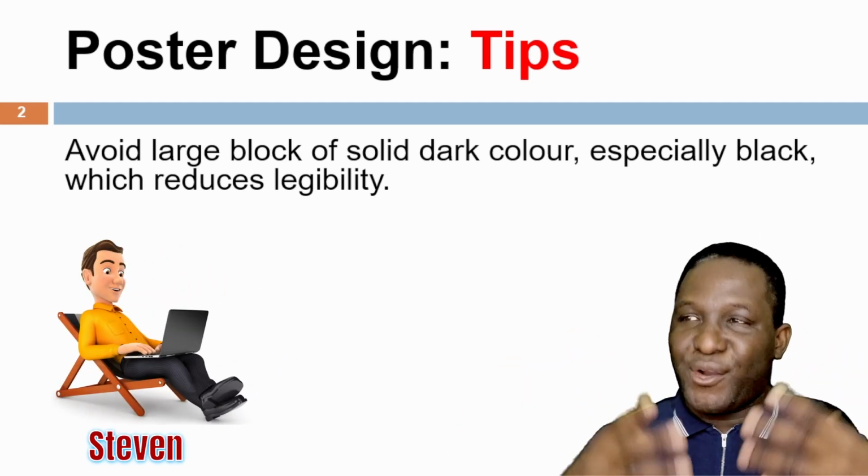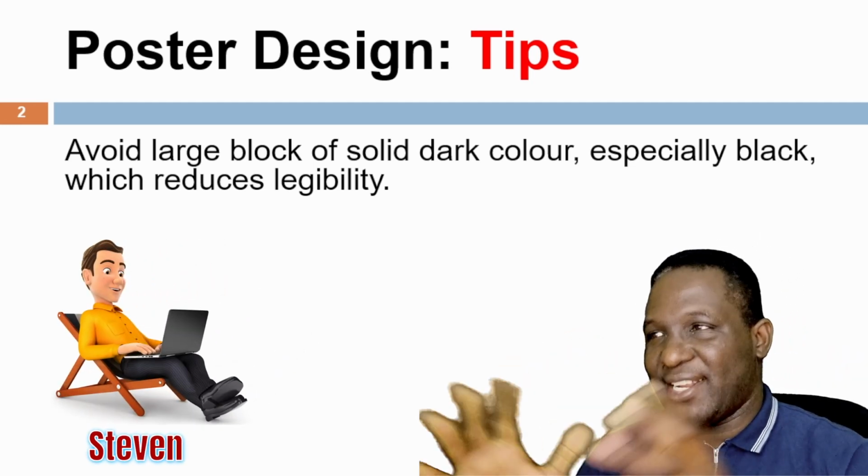Now, a few things need to be considered as regards tips that can help Stephen in creating this. The first thing is that he has to avoid large blocks of solid dark color, especially black, which reduces legibility. So it's really important that you have a lot of white space on the poster so that in the end color imbalance will be prevented.